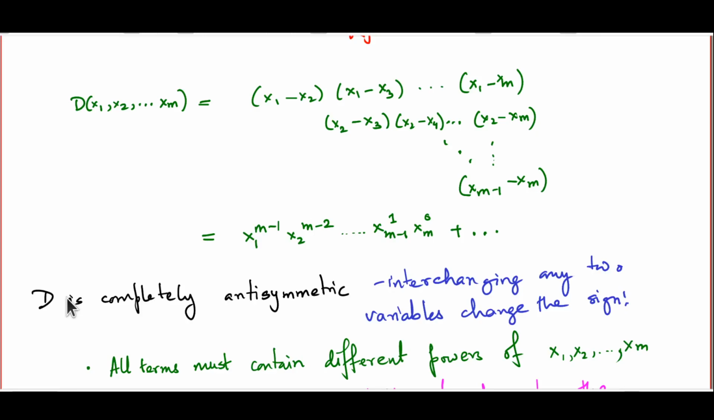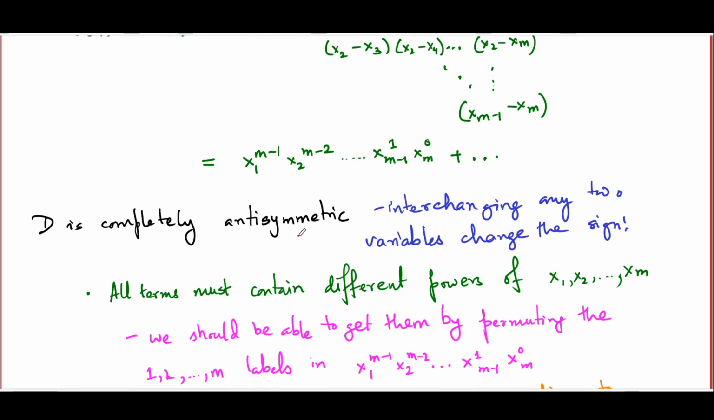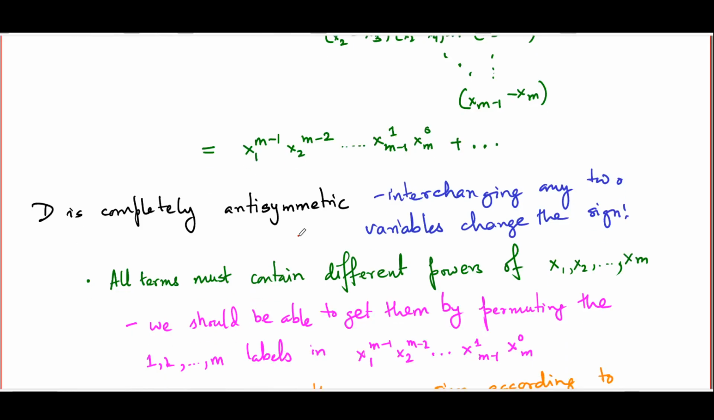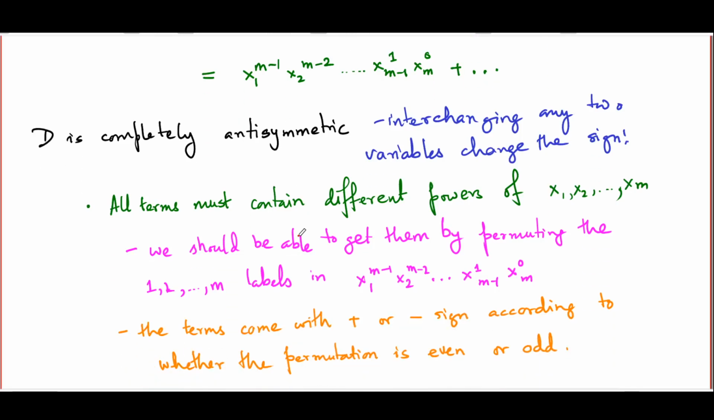So each and every one of the terms which go into D ultimately must be of this same form as the one here, except that instead of the order 1, 2, 3 for the indices here, you may have some other permutation. In fact, we should be able to get all the terms by permuting 1, 2, up to m of these labels in this way, and these terms will come with either a plus sign or a minus sign according to whether the permutation is even or odd. That means whether it takes an even number of interchanges to go from the original term 1, 2, all the way up to m to this particular order.